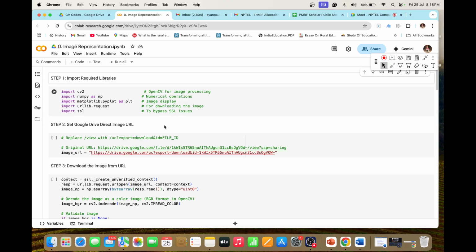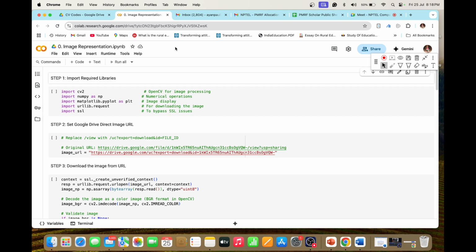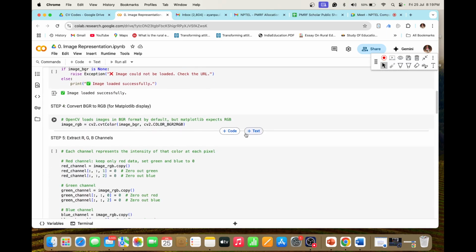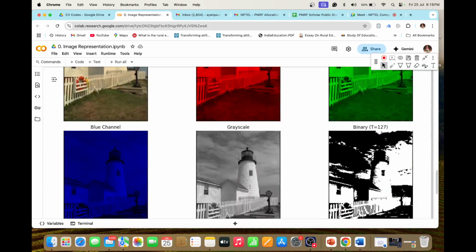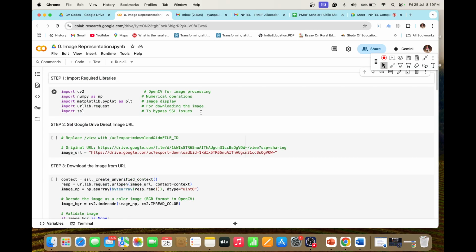I have made this notebook very well by commenting each and every step. So you can just open this, I will give you the link. You can open this code, and there will be a "Copy to Drive" option. You just copy this code to your drive, run this code and you can see the result. Also, you can modify the code and play with the code. Okay, so this is regarding image representation.